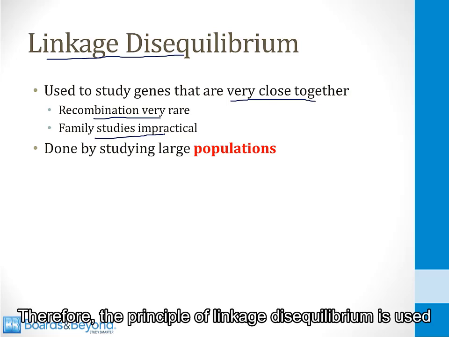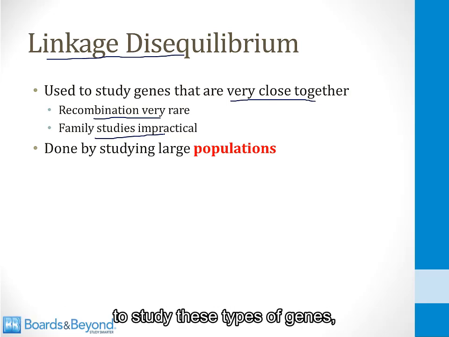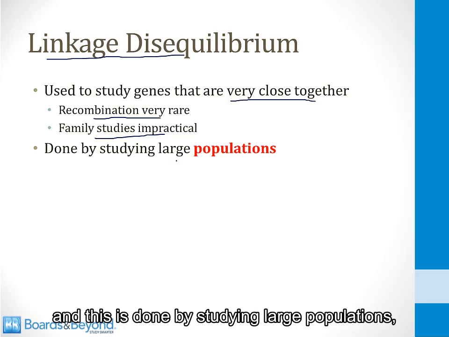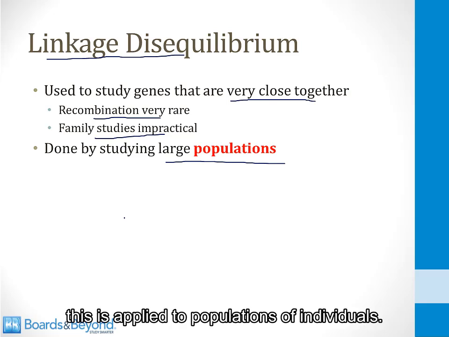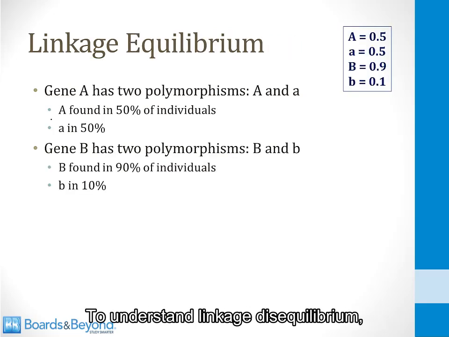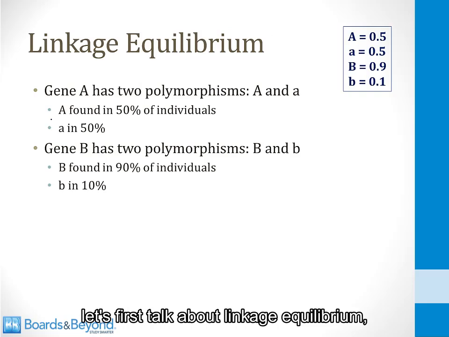Therefore, the principle of linkage disequilibrium is used to study these types of genes, and this is done by studying large populations, not families. Instead, this is applied to populations of individuals. To understand linkage disequilibrium, let's first talk about linkage equilibrium.